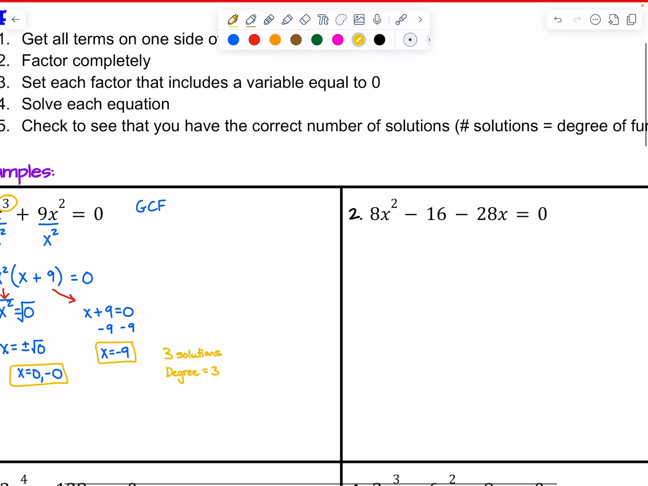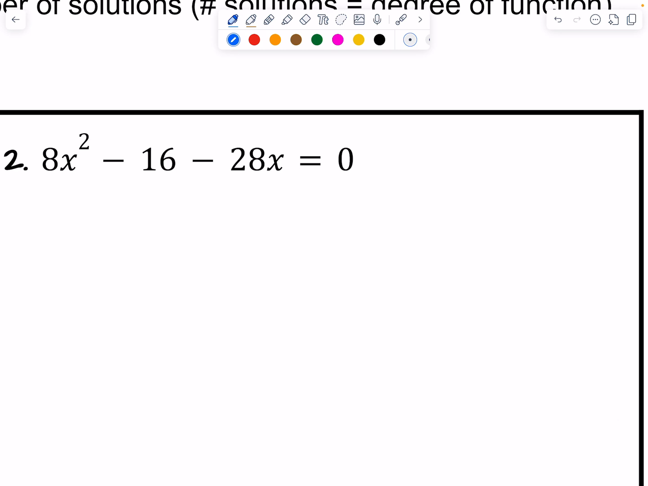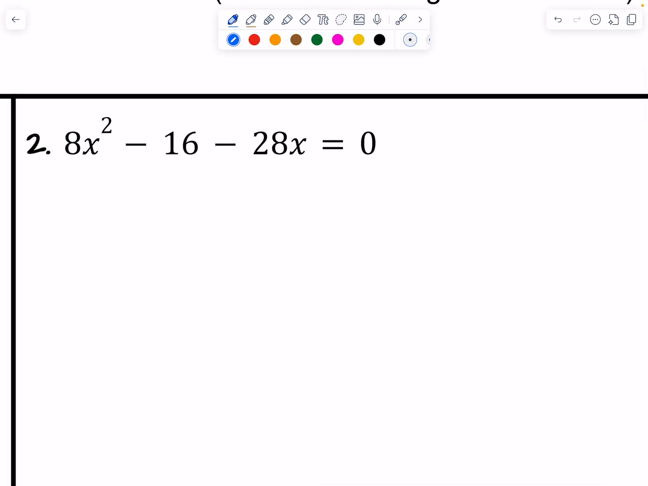All right, let's take a look at another one. So number 2, I notice is a trinomial. So some other things would not work. Like I can't do difference of squares because that's a binomial type of factoring. And I can't do sum or difference of cubes because that's also for binomials. So I could first check to see if I have a greatest common factor.